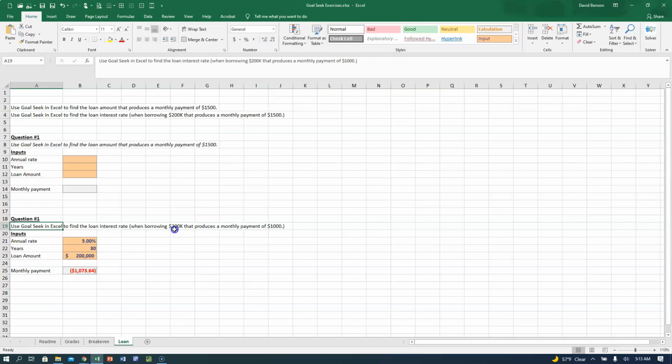Okay, now if I want to ask, how could I change the interest rate to get this payment down? I still want to borrow $200,000, but how low would the interest rate need to go so that I could get this monthly payment down to $1,000 a month? That's why we're going to use GoalSeek.